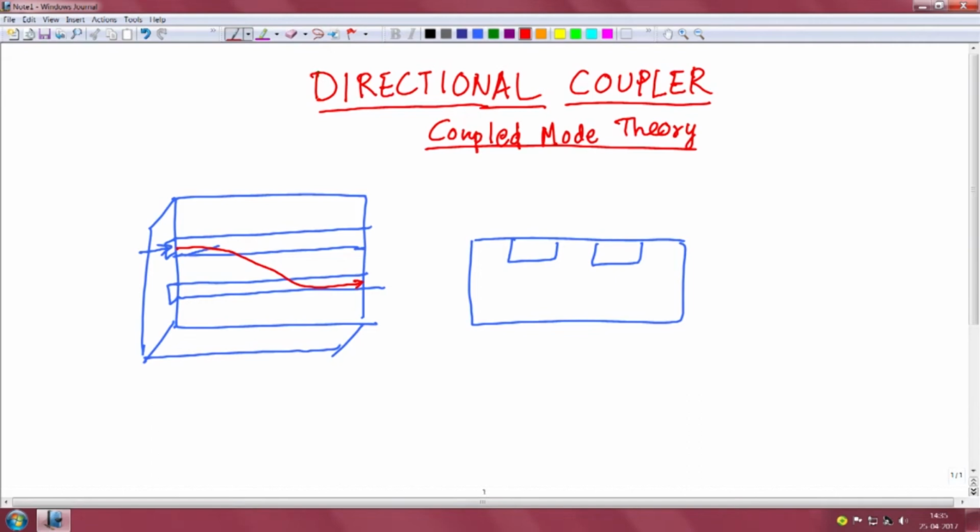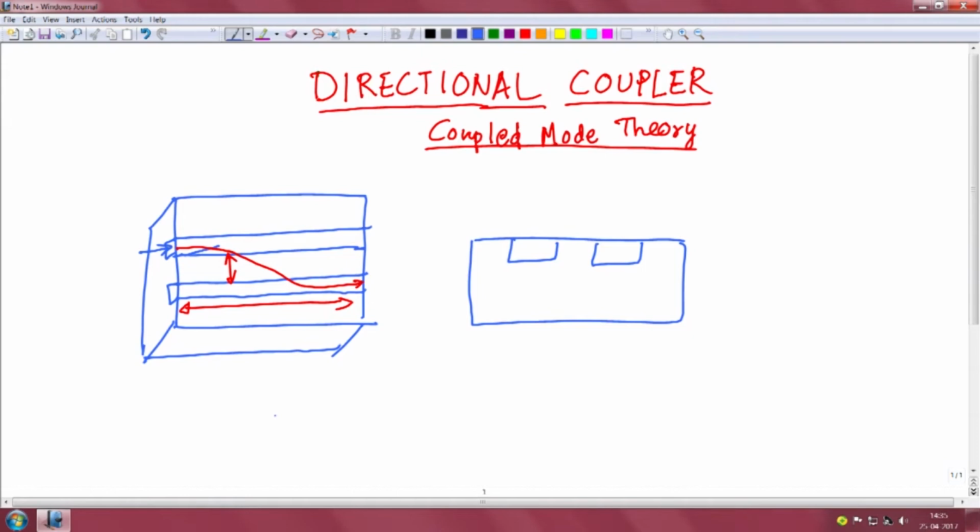So, we can change parameters like the spacing of the waveguides, the length of interaction, or the refractive index difference delta n between the waveguide and the substrate, to get different properties of this structure. In order to study the properties of this, we use what is called the coupled mode theory. Basically, we have to solve the scalar wave equation corresponding to this refractive index profile of the directional coupler.